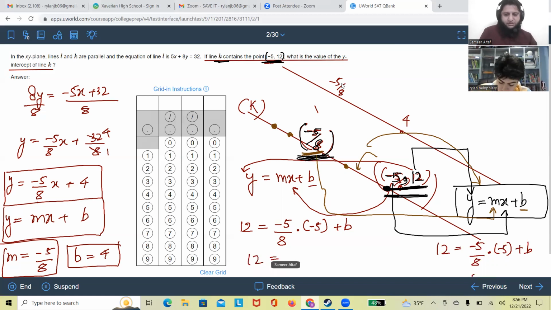12 equals -5/8 times -5. How much will it be? Would it be 25 over 8, plus b, correct? And what will we be doing to both sides to get the value of b? You have the number 25 over 8, so you'll be subtracting it from both sides. 12 minus 25 over 8 equals b.